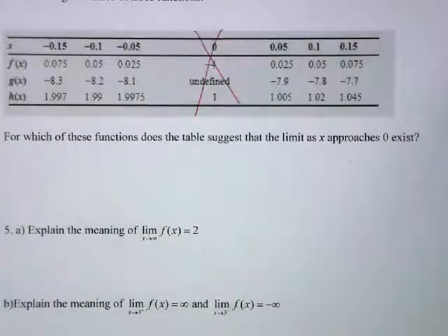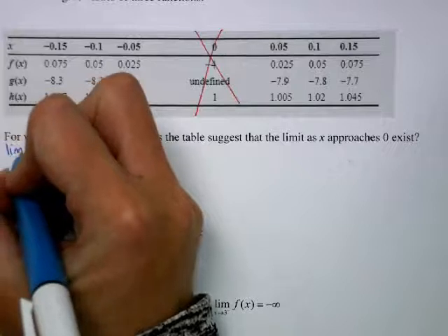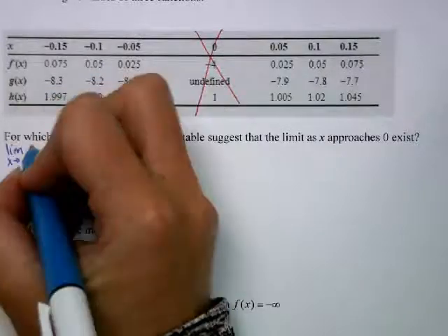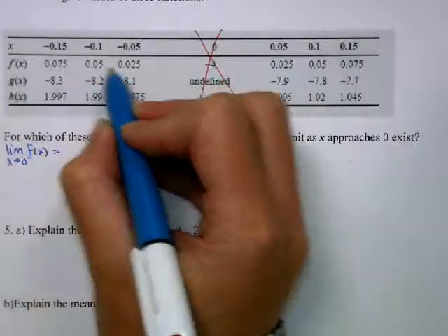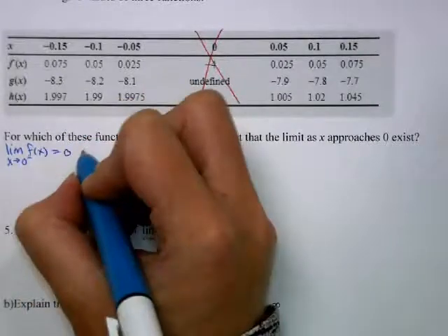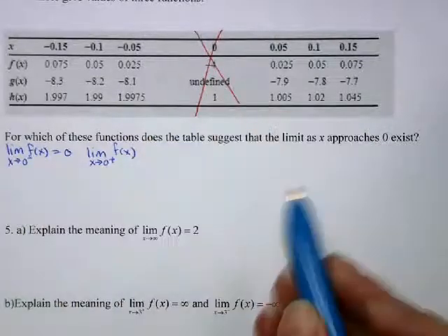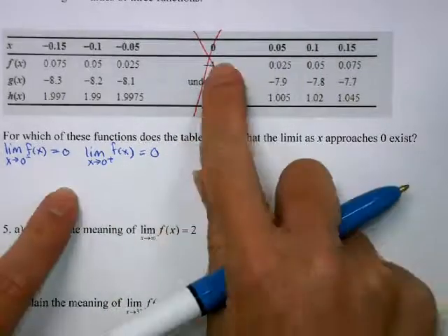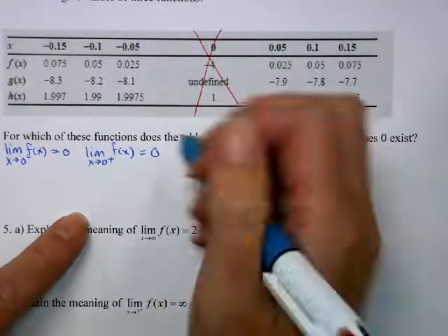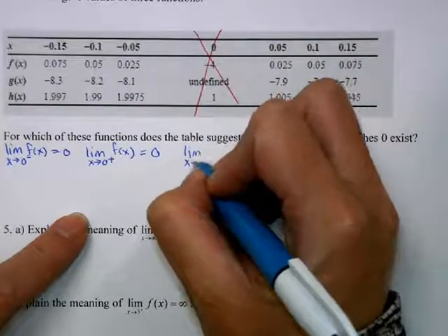Okay, so let's look at f. The limit as x goes to 0 from the negative side of f of x: these values are approaching 0. They're getting smaller. What about from the positive side? Okay, these values are also getting smaller. So they're both going to 0, even though that's -4. Don't care about that. So that one is going to work. So f of x, yes.